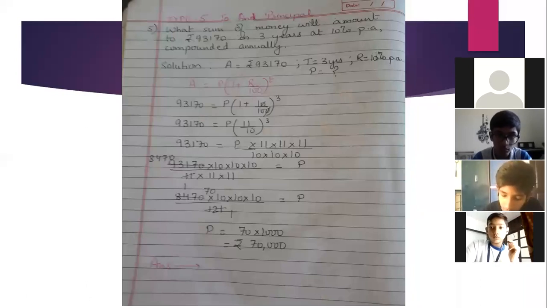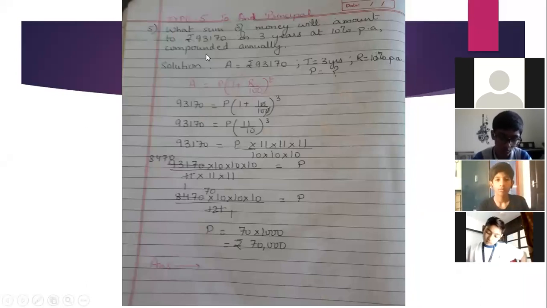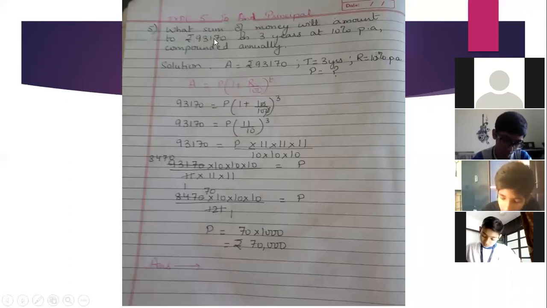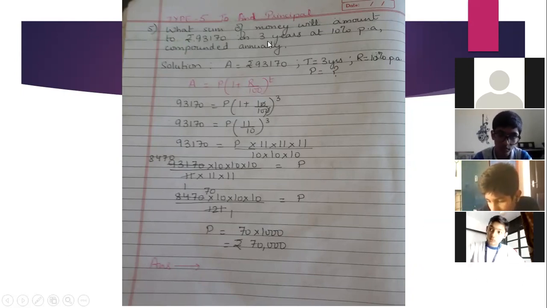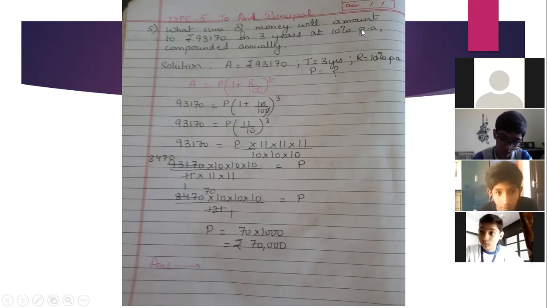Let's quickly go on. Now here, type 5 to find the principal. What sum of money will amount to 93,170? Here, one of the money numbers is missing. They have already told us that 93,170 is the amount, but I don't know the principal. Time is 3 years, rate is 10%, compounded annually. So again, you will write all the information which is given in the question, write the formula and put the values.